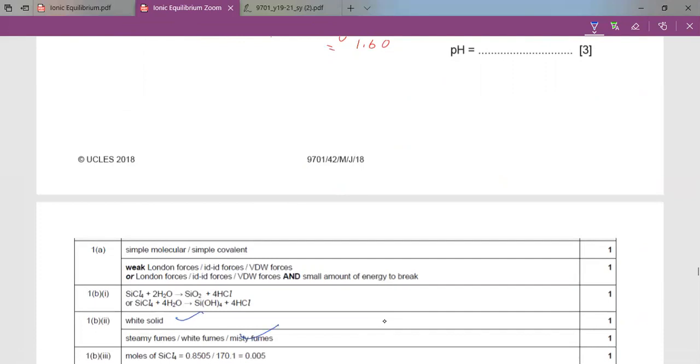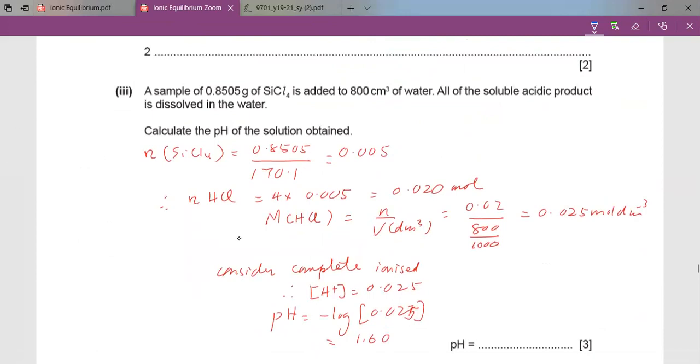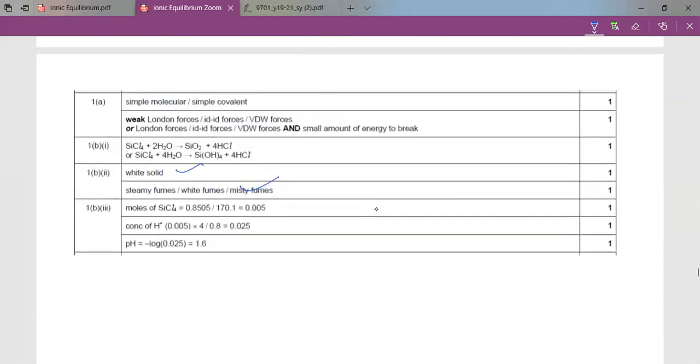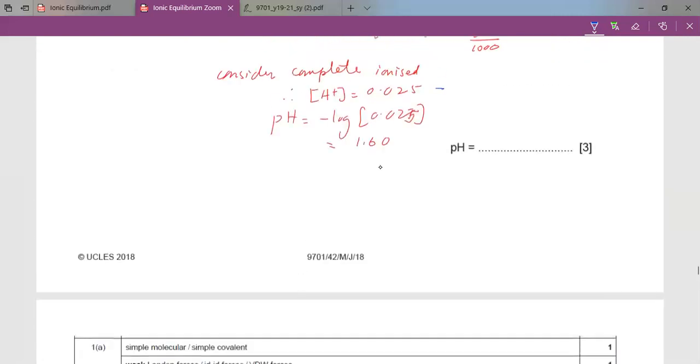Now here they ask you, a sample of so many grams of silicon tetrachloride was added to water. Of course, find the number of moles of silicon tetrachloride. So 1 mole gives you 4 moles, times 4. So the number of moles over the volume is the molarity of HCl, complete dissociation. It means the same for H plus, and you find your pH. Easy, isn't it? You go backwards to find the answer, which is 1.6.